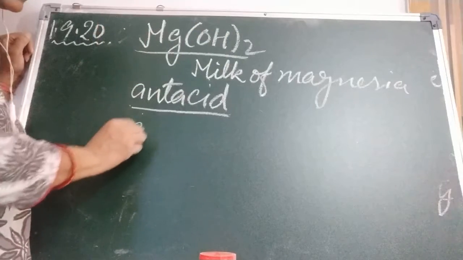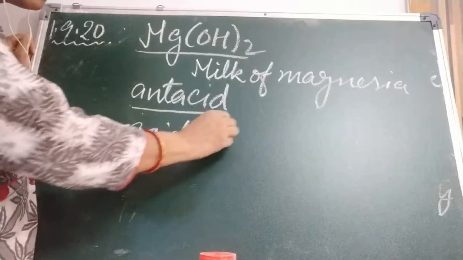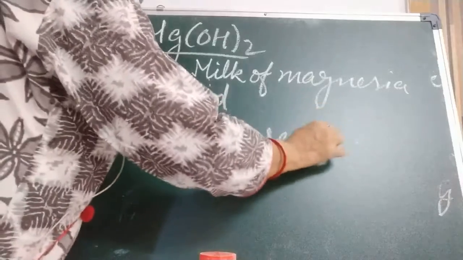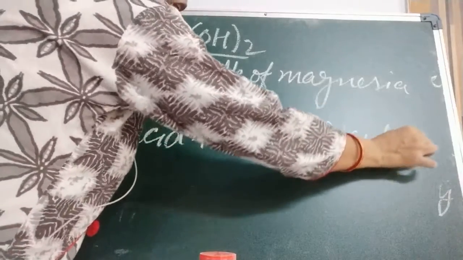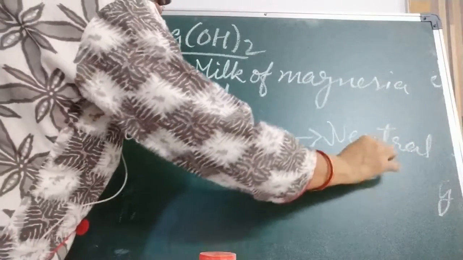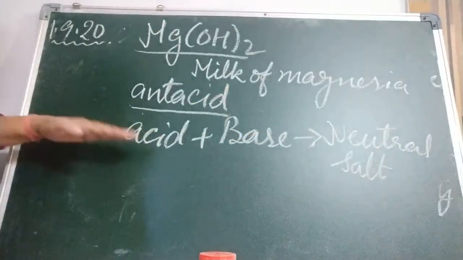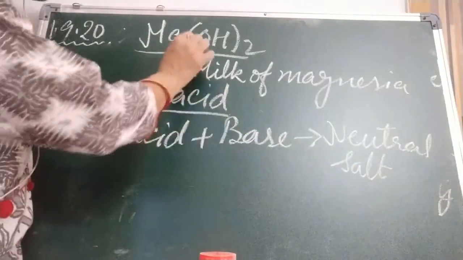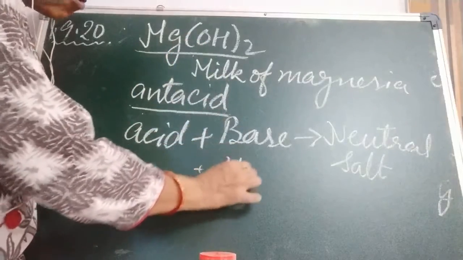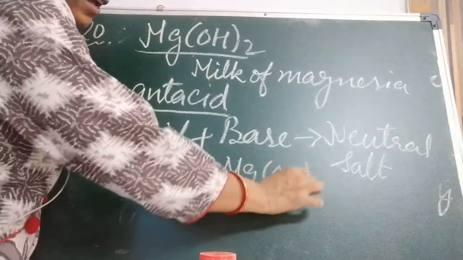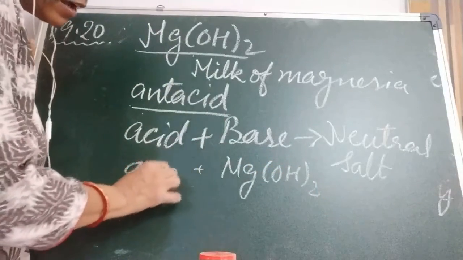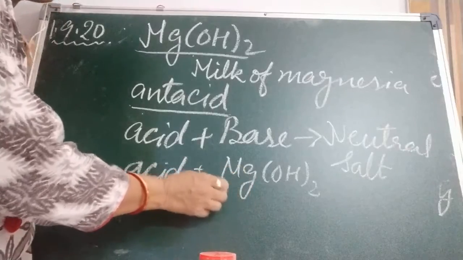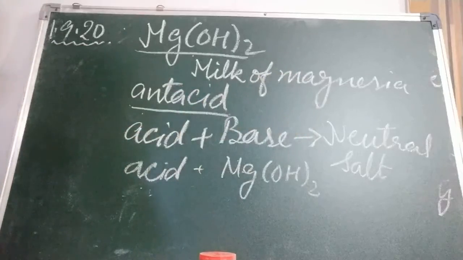This is a base; acid plus base, a reaction takes place and it forms a neutral salt. Neutral salt means the acidity is gone. If there is acidity in the stomach, we take magnesium hydroxide, and this is called antacid. Excess acid in the stomach is neutralized by the base. Acid plus base, neutral salt is formed.